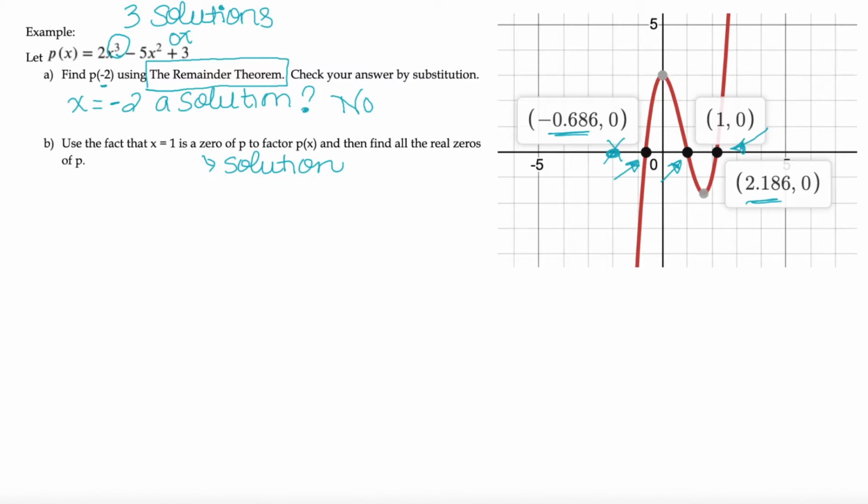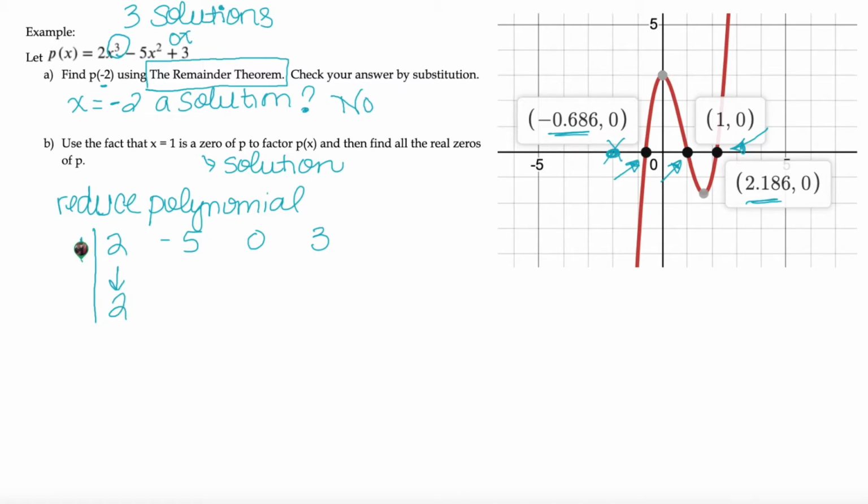We're going to reduce the polynomial. To do that, we're going to utilize synthetic division. Since I know 1 is a solution, I'm going to use 1 and synthetically divide it out of the polynomial 2x cubed minus 5x squared plus 0x plus 3. So 2, negative 5, 0, and 3, since I have 0 x's. Always bring down the first value.